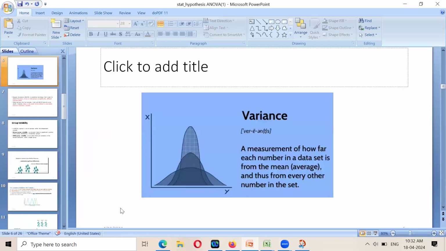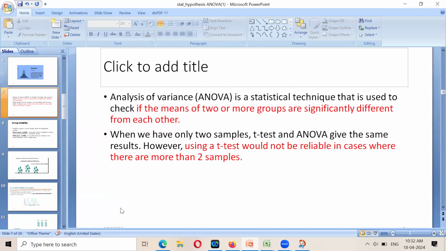So this is the variance, in short, a measurement of how far each number in the data set is from the mean average. Okay, so again, ANOVA is used to check if means of two or more groups are significantly different from each other. If we are having small samples, then the t-test will be very beneficial.